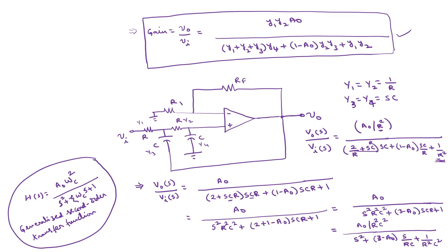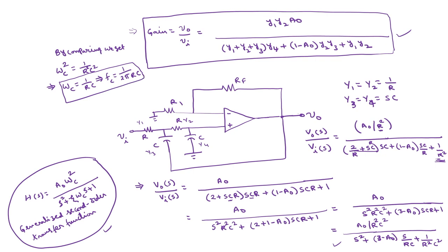Here this omega C is the cutoff frequency. So by comparing with the standard expression, you will get the cutoff frequency omega C square is equal to 1 by R square C square, or omega C is equal to 1 by RC, or fC is equal to 1 by 2 pi RC. The same expression we have obtained for the first order low pass filter also. This R and C is going to decide the cutoff frequency.